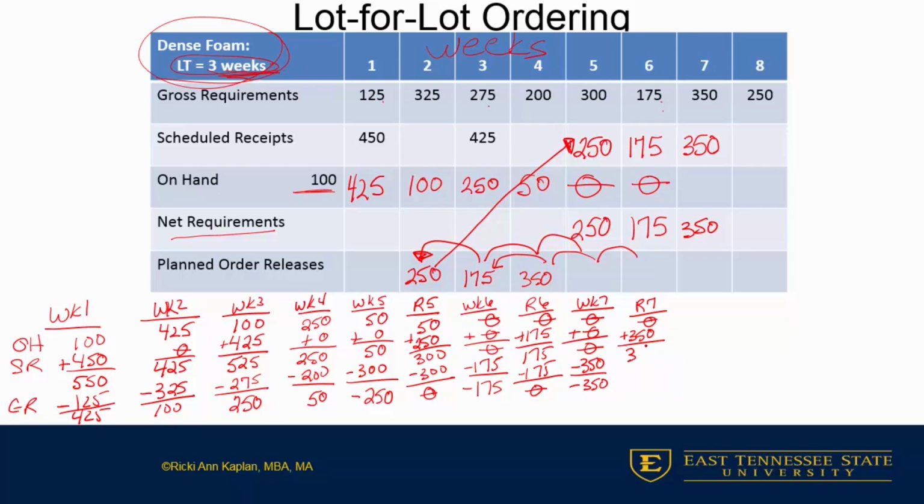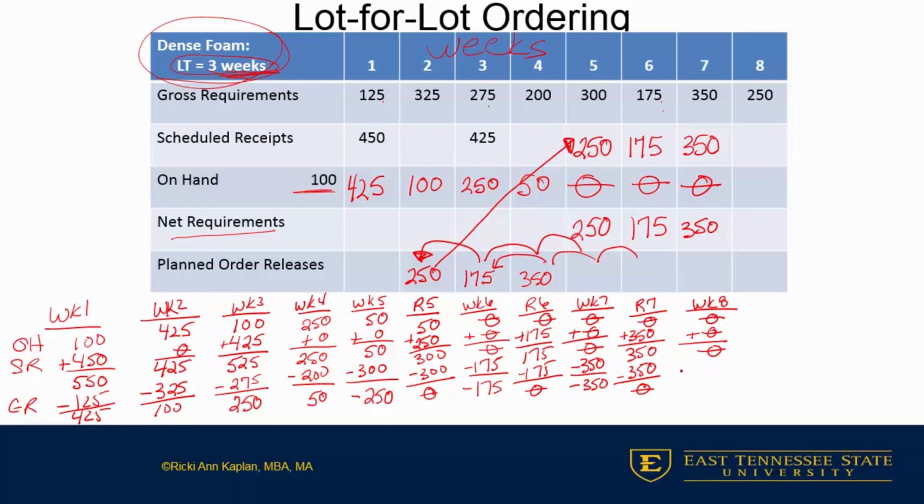That allows me 350 units to be used during week 7. I plan on using all 350 units, and it leaves me with 0 left on hand at the end of week 7. Moving right along to week 8. How many do I have on hand at the beginning of week 8, end of week 7? 0. How many do I have a scheduled receipt for at this time? 0. That leaves me a goose egg to use for week 8.